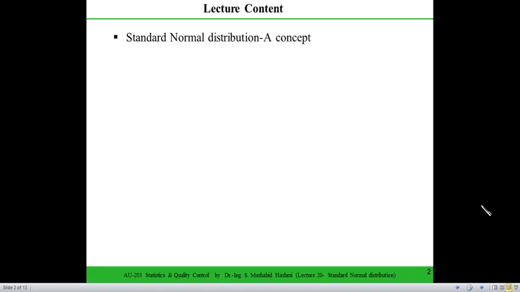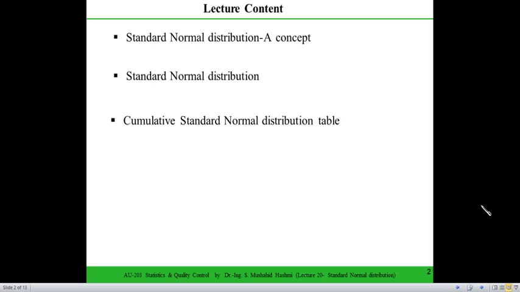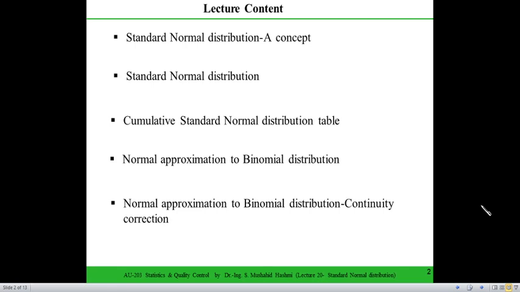First we will go into the concept behind standard normal distribution. Why do we need that? Why is a normal distribution called a standard normal distribution? And then we will look into the tables through which we can calculate the probability of a normal distribution, and then in the end we will go into the normal approximation to binomial distribution, and we will see how this approximation can be improved through continuity correction.